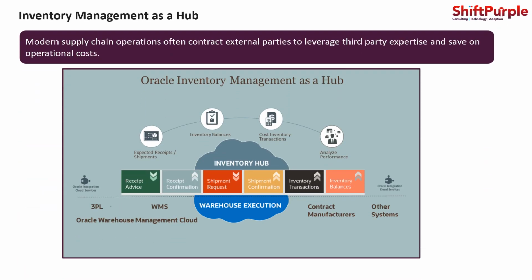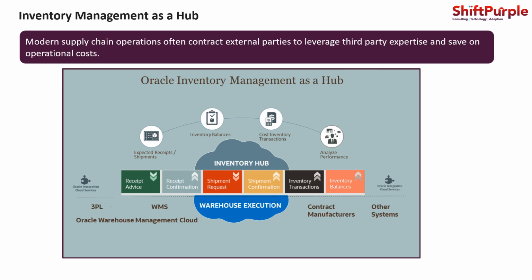Inventory management as a hub. It means there is a consolidation warehouse. We have multiple warehouses, and there is a consolidation warehouse where all materials are consolidated and kept from various smaller warehouses. So inventory management has the capability to act as a hub as well.